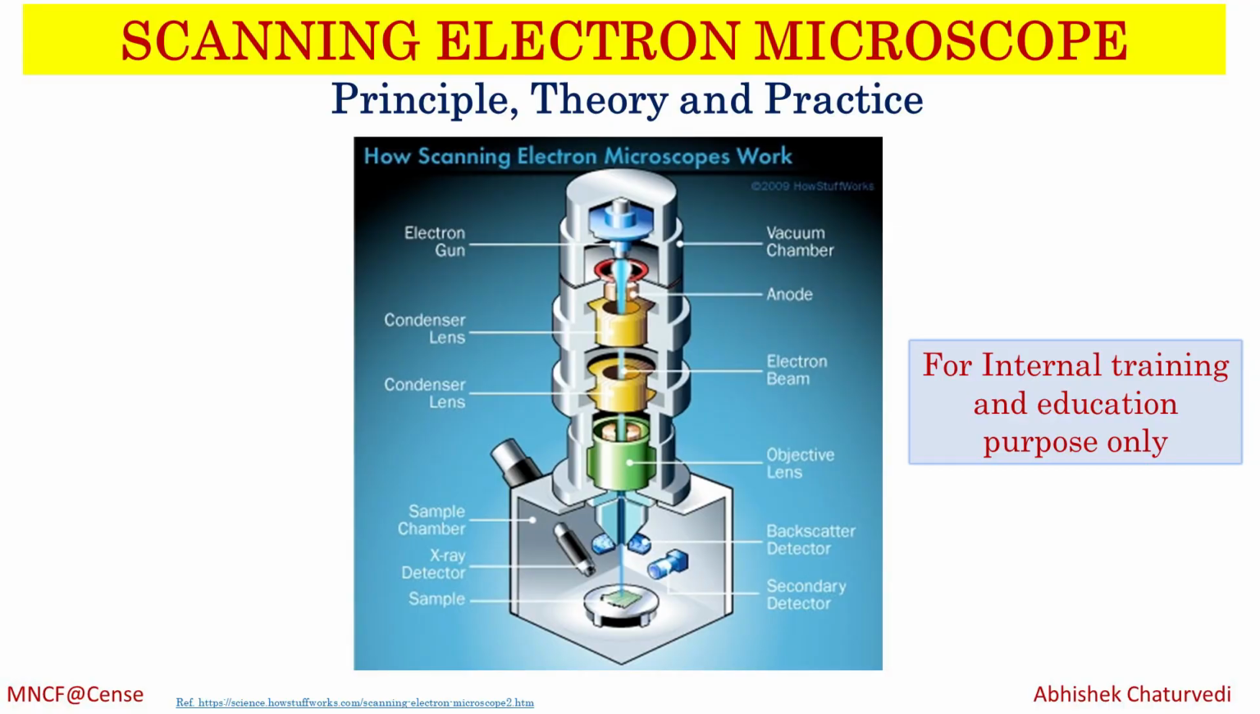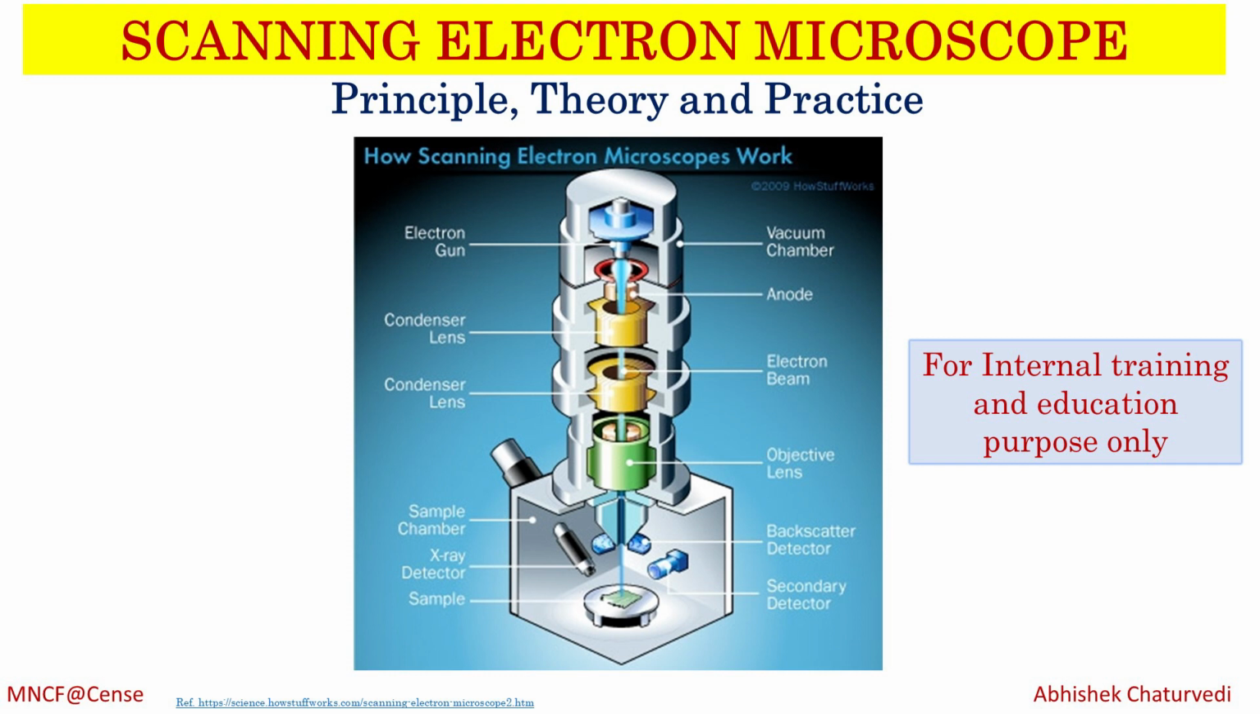Meanwhile, I am going to explain to you the basic theory about scanning electron microscopy. This is a typical schematic diagram of a scanning electron microscope. We have an electron gun. The electron gun is the place where we have a filament which will produce the beam of electrons for us.